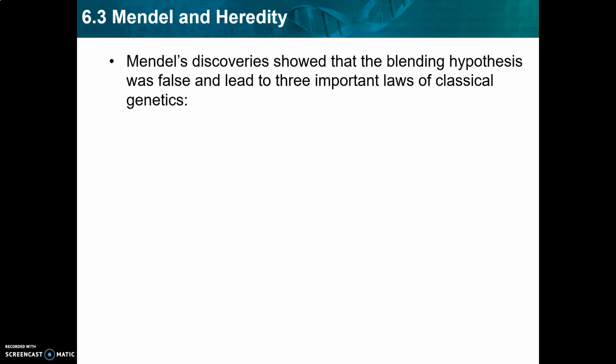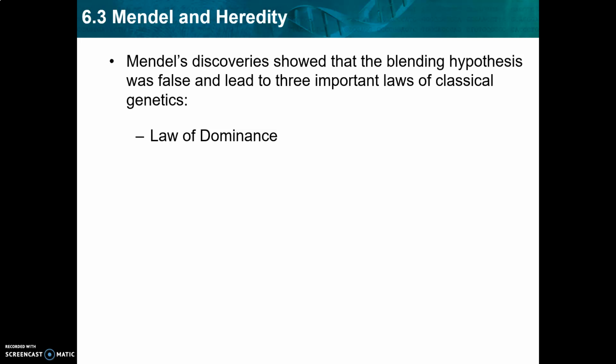So these discoveries showed that blending hypothesis was definitely false. If it were true, we would just get lighter and lighter purple plants in each generation, but that's definitely not what Mendel saw. So he took his results and came up with 3 laws, and we call these Mendel's laws, and they're the foundation of our understanding of classical genetics, sometimes just called Mendelian genetics, because he came up with the foundation of our understanding.